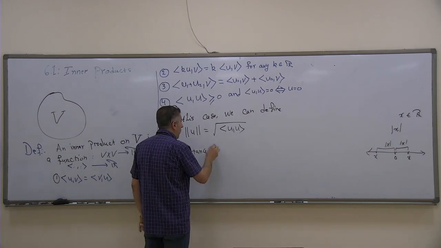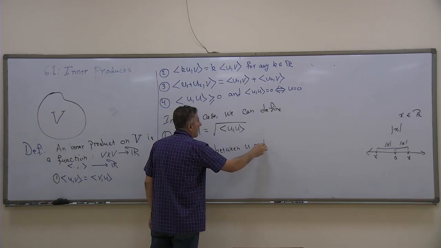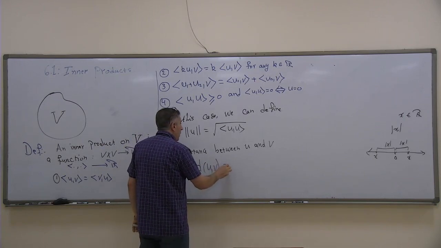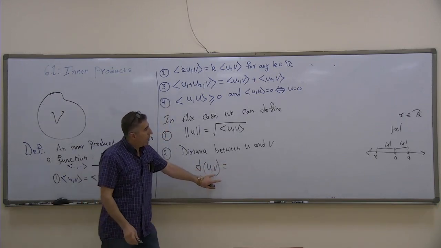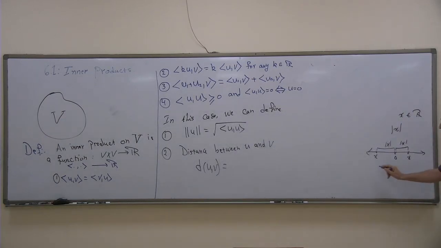The distance between U and V, we call it DUV. All right. Suppose, let me go back here to the real numbers because that is easy for you to see here. Suppose I take the real numbers here and I tell you this is my X and this is my Y. And I ask you, what is the distance between X and Y? What's the distance between X and Y?